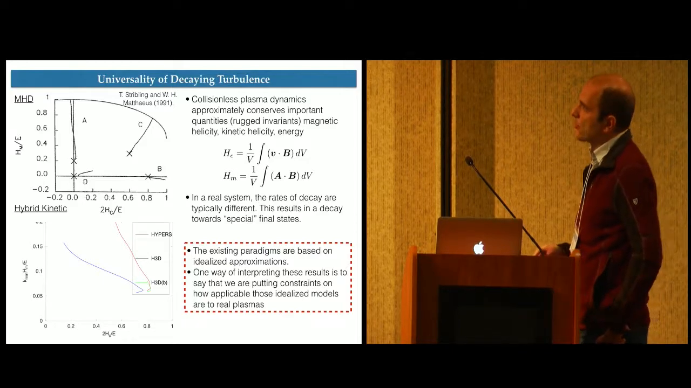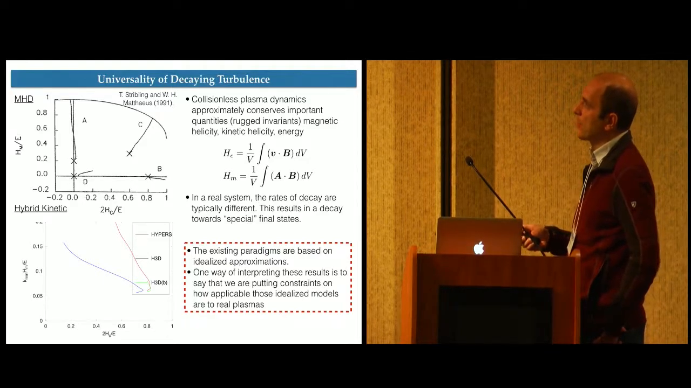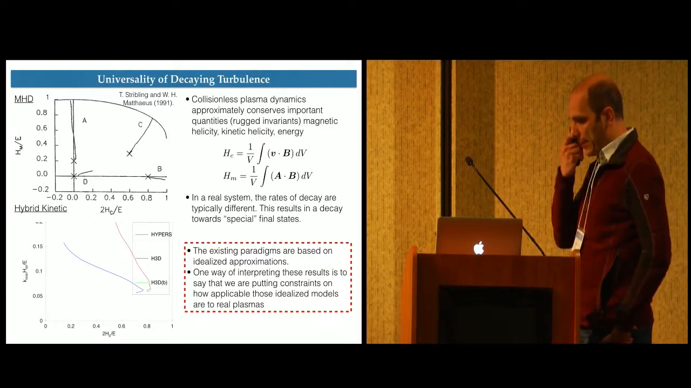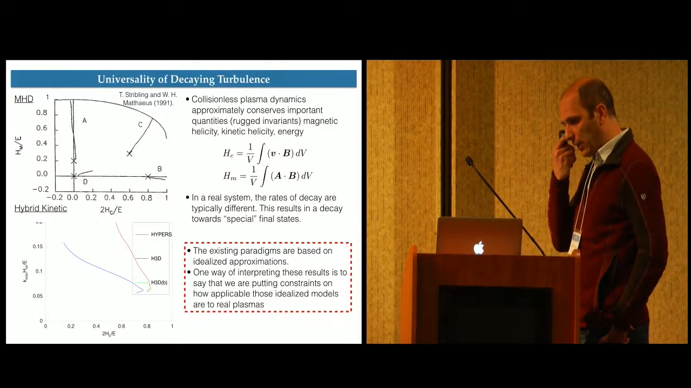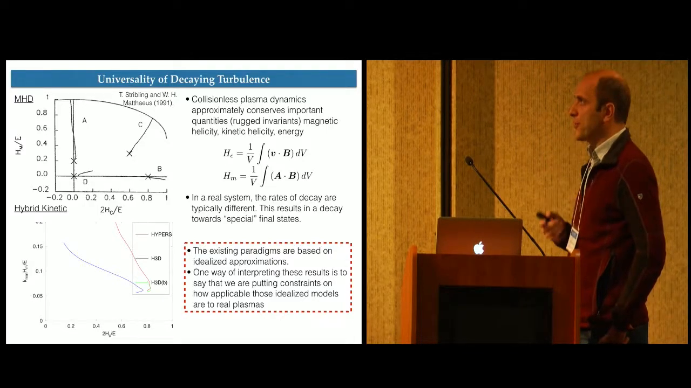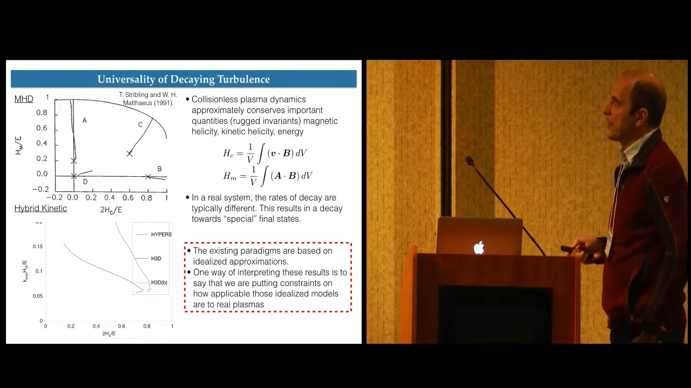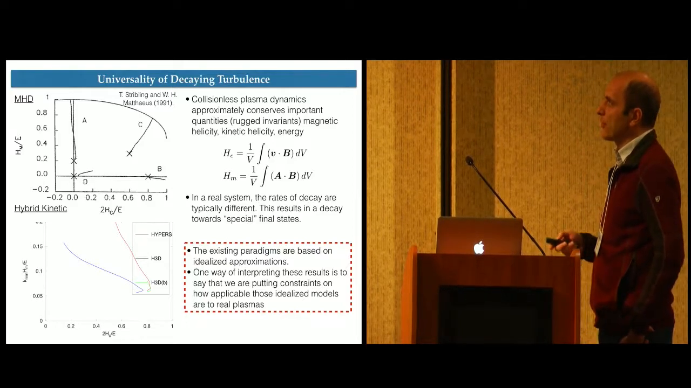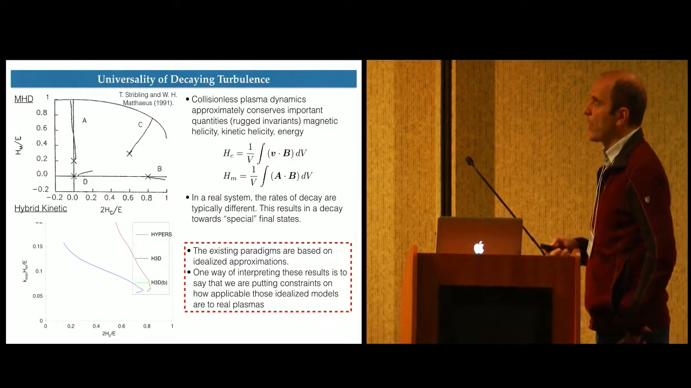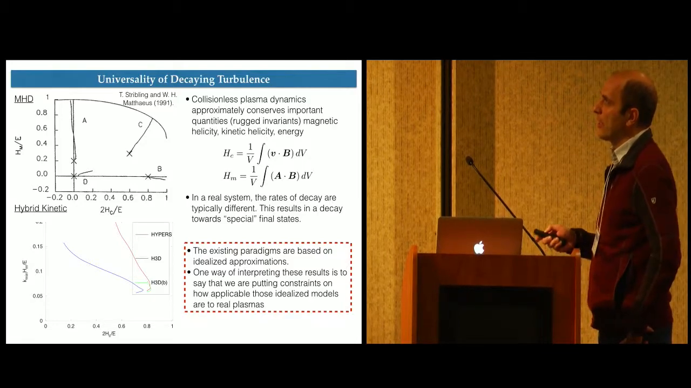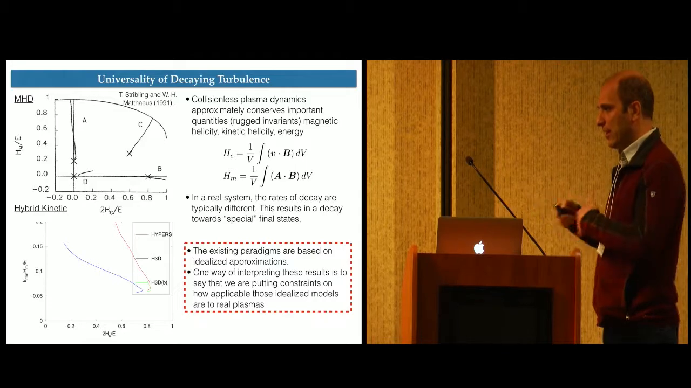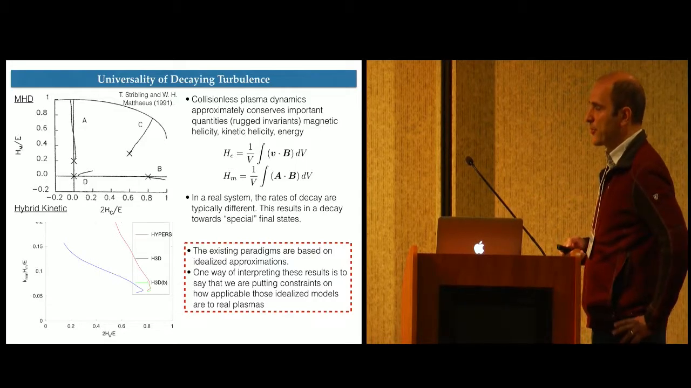So the second class of problem concerns universality of some properties of decaying turbulence. The kind of simple way of looking at it is this: in collisionless plasmas there are several quadratic conserved quantities such as magnetic helicity and cross helicity. They're conserved in the limit where dissipation is absent.